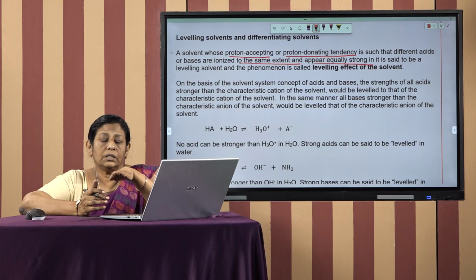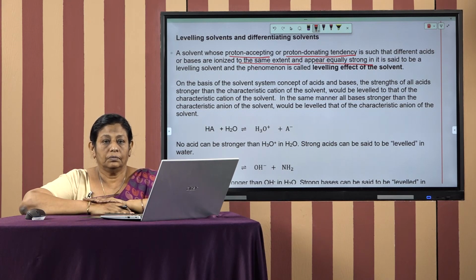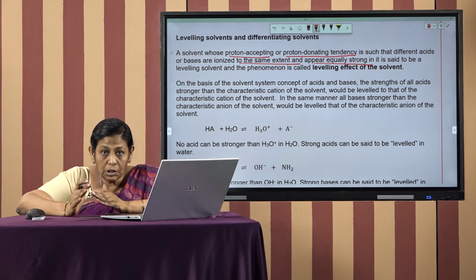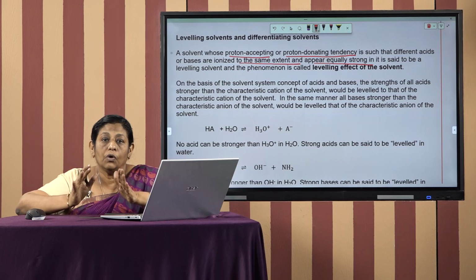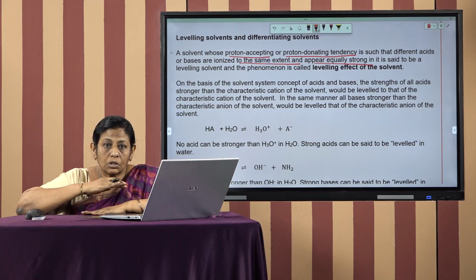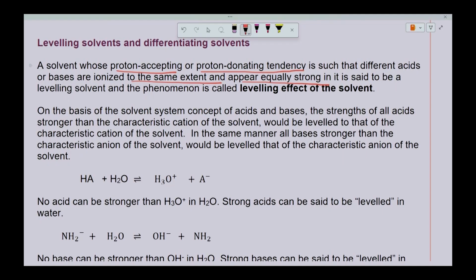All these acids and bases ionize to the same extent. When they ionize to the same extent, they are equally strong or equally weak, whatever we take it. So, the strength of the acids becomes equal. Such solvents are known as leveling solvents, and the effect is known as the leveling effect of the solvent. So, there are certain solvents like that.